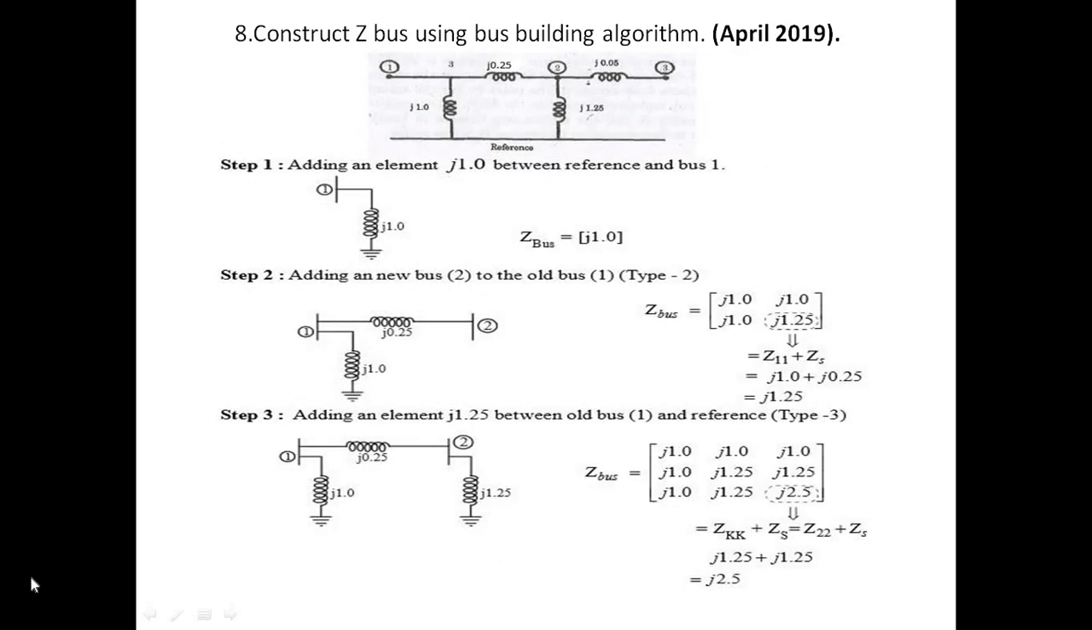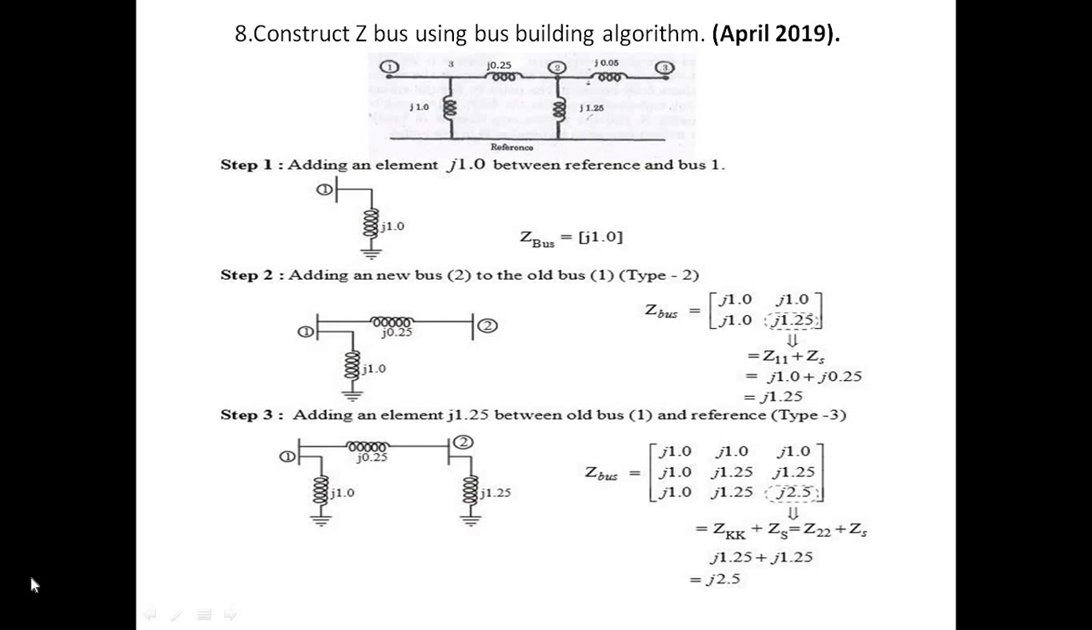Then eighth problem, construct a Z bus using the bus building algorithm. In this algorithm, the diagram is represented for first bus to second, second to third. It is connected in series, j0.25 from 1 to 2, then 2 to 3 j0.08, and in between, the parallel connected reactances j1.0 and j1.25. Step 1, adding an element j1.0 between reference and bus 1. That is Z bus equal to j1.0.